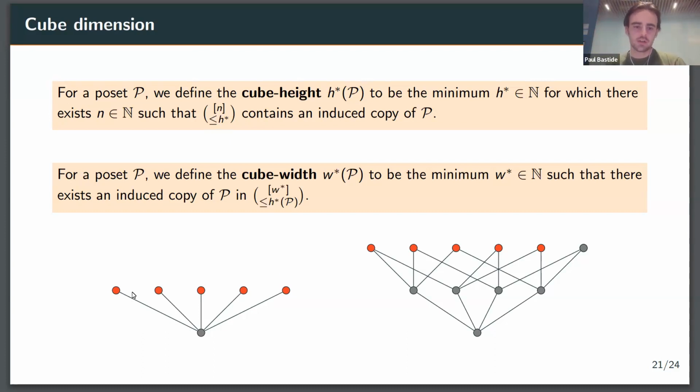And why does this condition of being embedded in the minimal height matter? It is because if I was more lenient and I could embed in any height that I want, then I could just take the first 3 layers of the Boolean lattice of dimension 4 and have a copy of the antichain of size 5 here, right? So that's 1 dimension less than the cube width of the antichain of size 5. So it is not completely trivial to compute those cube height and cube width. And this is not always, of course, the same as the height and the width of a poset, for those who know the usual definition of height and width.